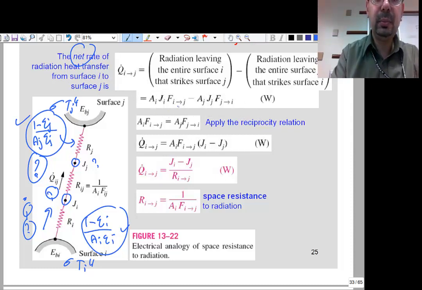So now he cannot say that you are radiating with E_b, the black body. He's basically saying radiating with J, because he realized that, well, you have surface resistance.